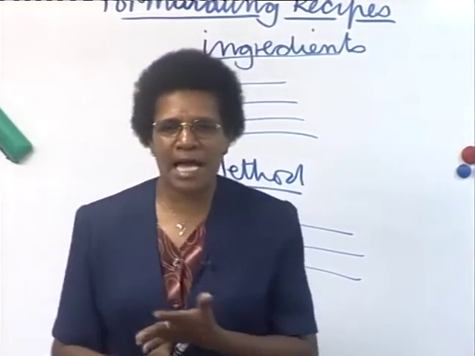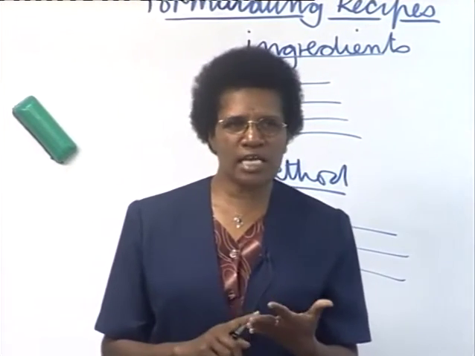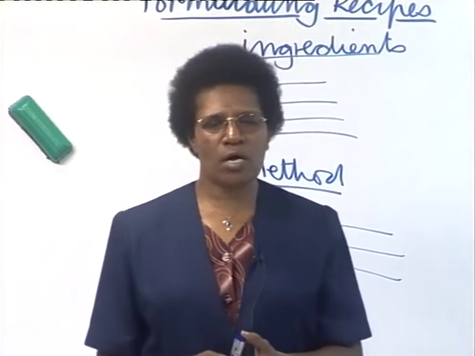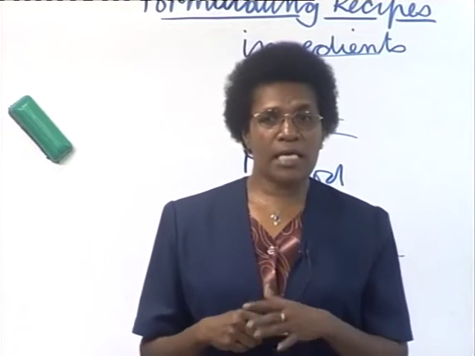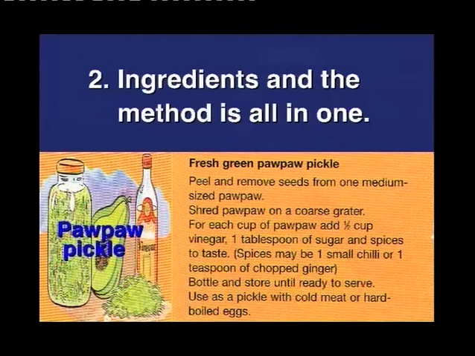So this is the first type of recipe, once again, where you have the ingredients separated from the method. We just have a sample of a recipe that has the ingredients separated from the method. However, it's not very clear, but that's just a sample for you to see how that type of recipe looks like. Now, our next recipe is a recipe where the ingredients and the methods are all in one.